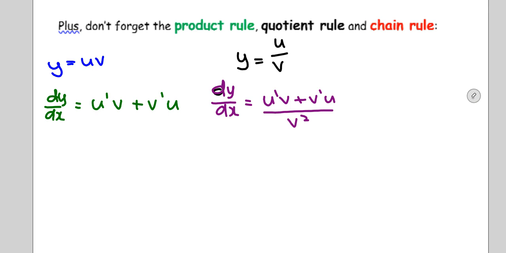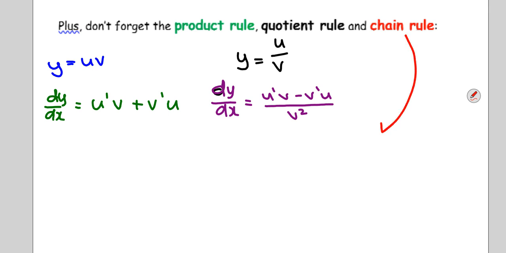So the common boo-boo is it should be u dash v minus v dash u, similar to that, but with a minus in the middle. Sometimes you can be so caught up in working out the numerator that you forget to put the over v squared at the bottom when you're doing the working out. That can happen.